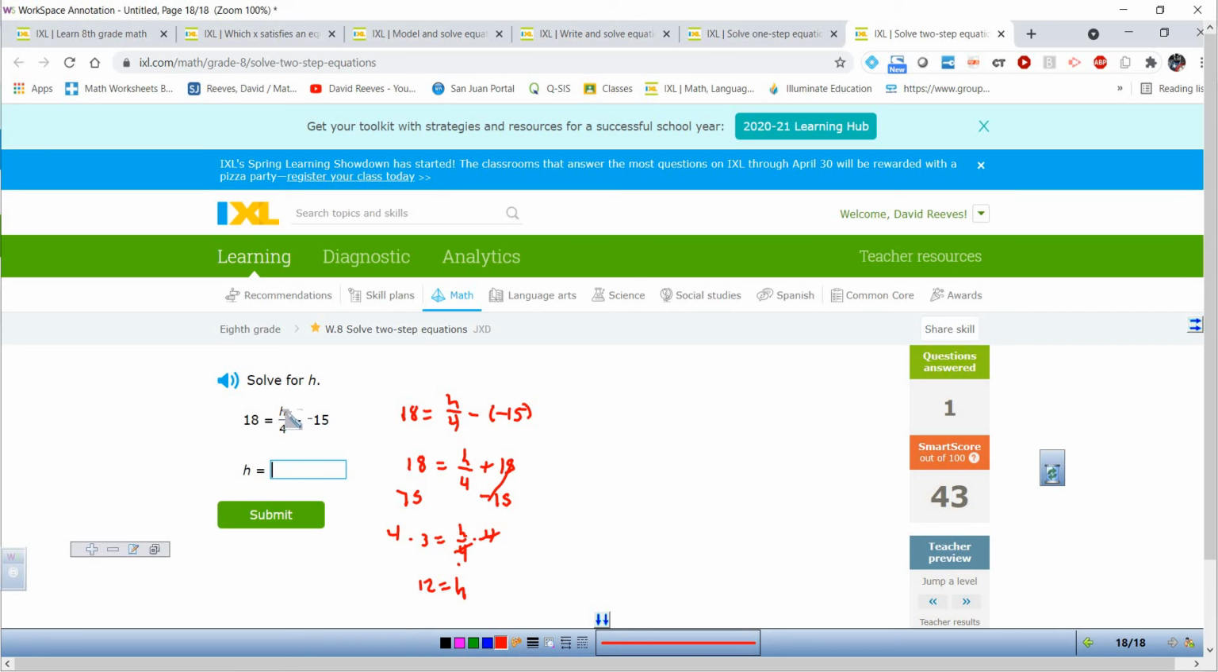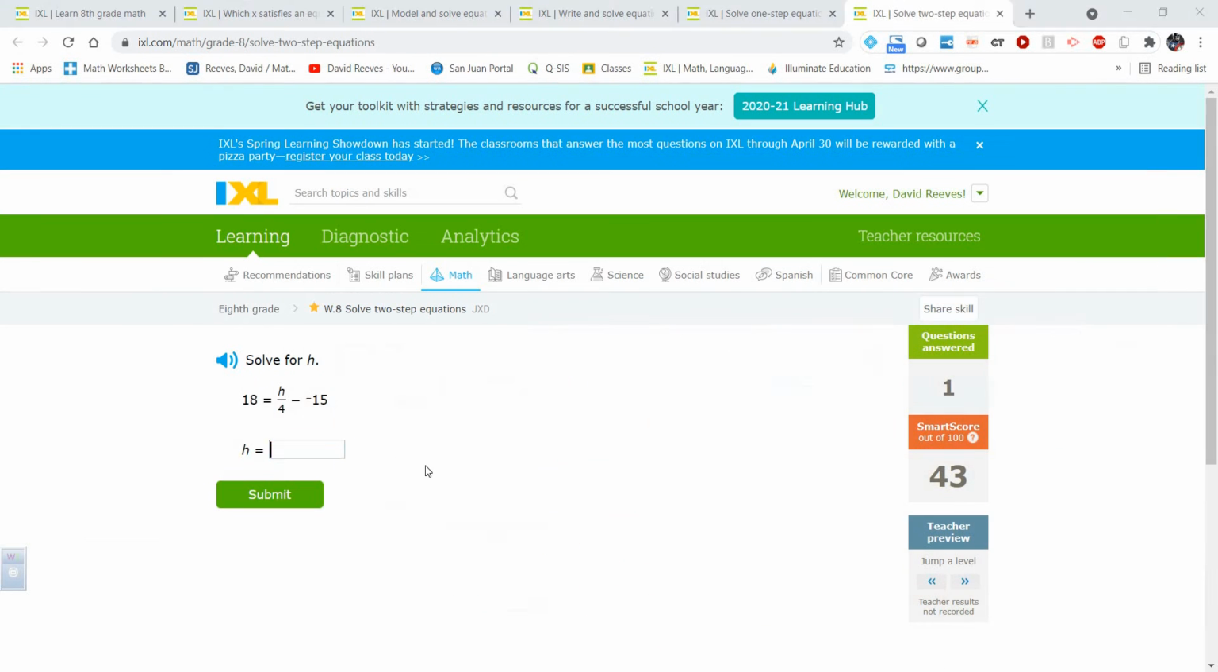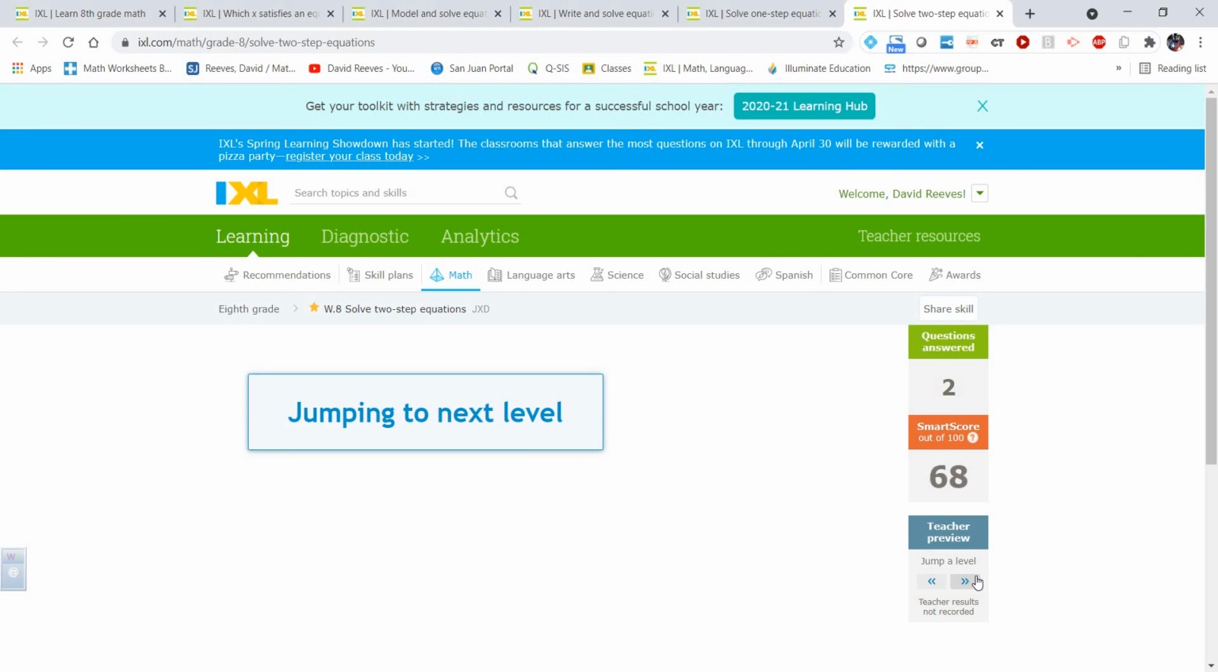And if we put that in, 12 divided by 4 is 3. And then, of course, 3 plus 15 is 18. So the answer we were looking for was 12. All right, let's skip up to the next level. Let's see what they got for us there.